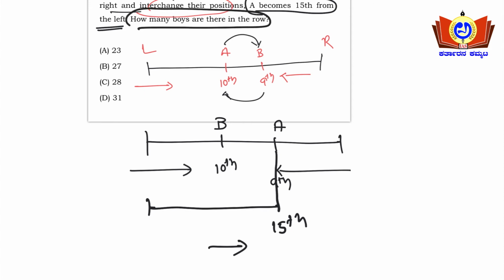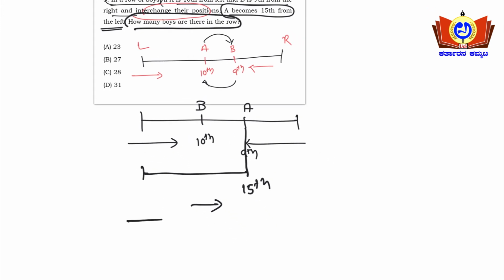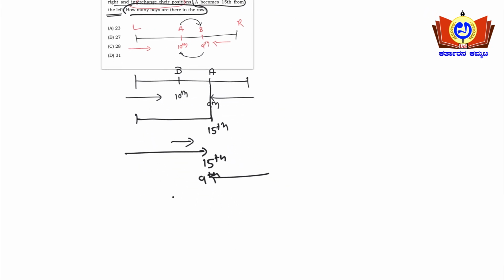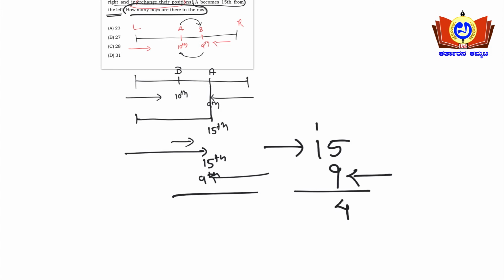How many boys are there in a row? Simple question. From left it is actually 15th position and from right it is actually 9th position. So 15 and 9 we will add up here. 9 plus 5 is 14, carry 1, so 24. See here, option 24 is not there.